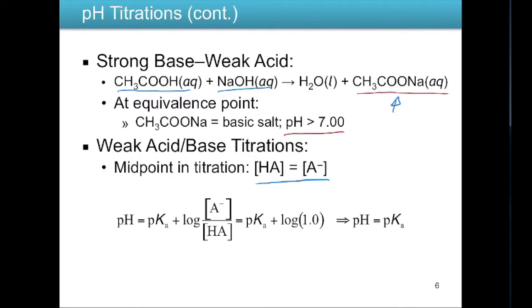And to determine the pH, we use the Henderson-Hasselbalch equation. At the midpoint, since the concentration of HA equals the concentration of A-, the log of that fraction is 0. So at the midpoint, the pH of the solution is going to equal the pKa of the acid.